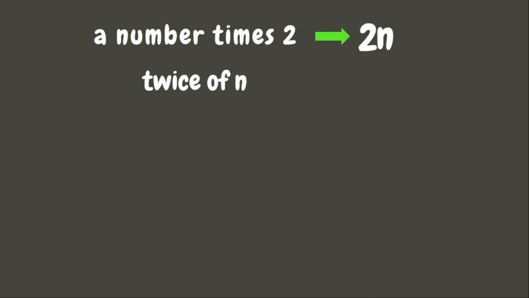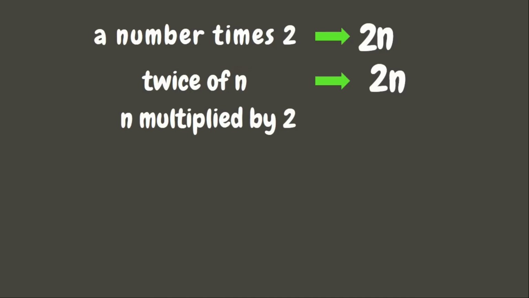Next example, we have twice of n. Here, our variable is n, and our keyword is the word twice, which means 2 times. So that is 2 times n. Therefore, that is 2n. On to our next example, we have n multiplied by 2. Here, our variable is letter n, and our keyword is multiplied by 2. So we need to multiply n by 2, so that will be 2n.